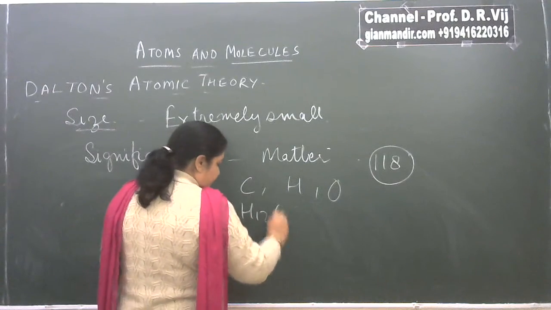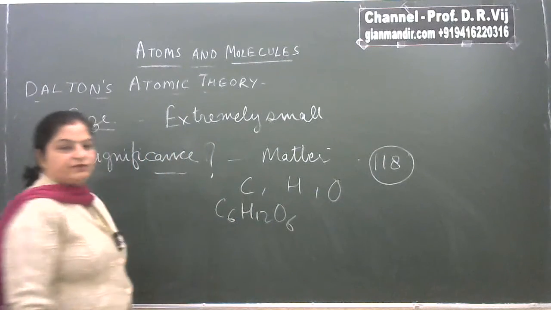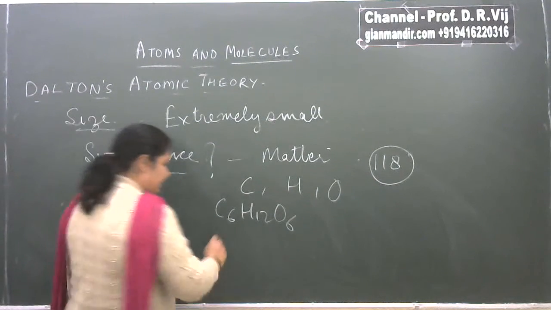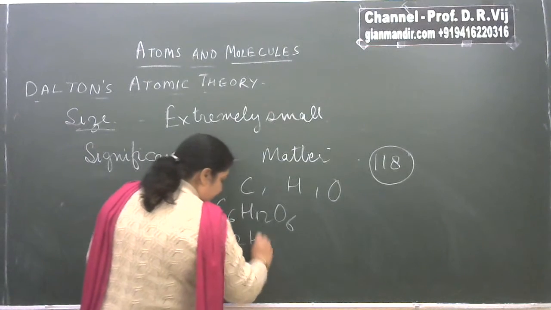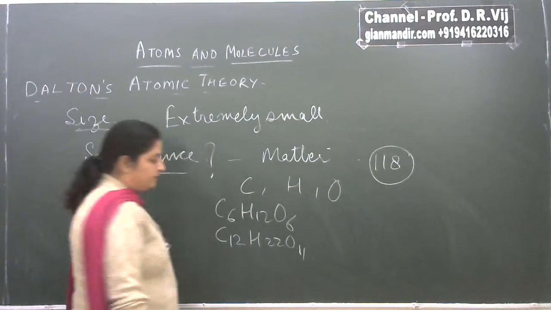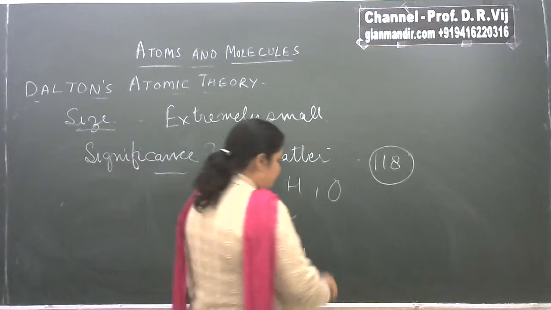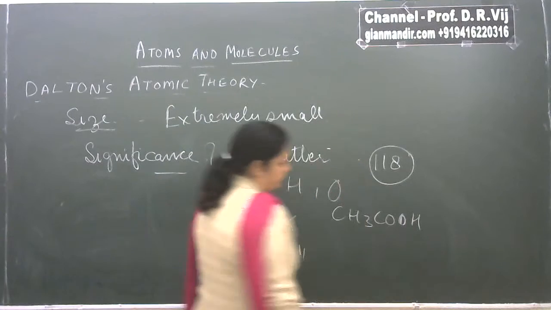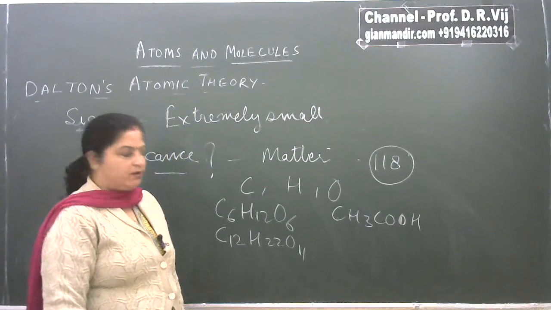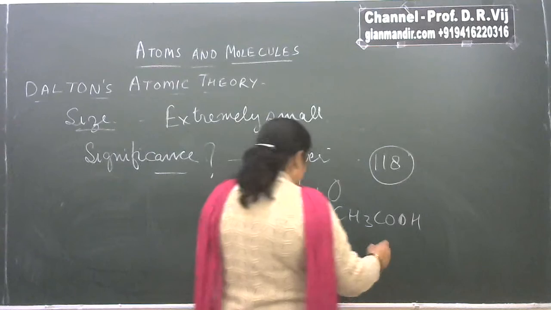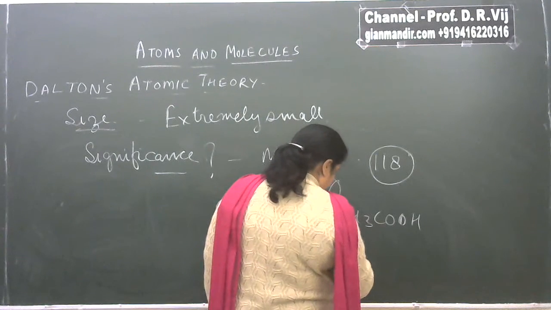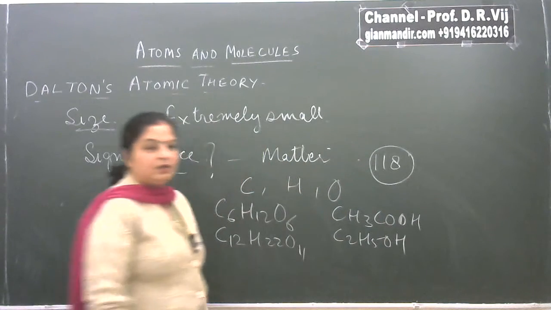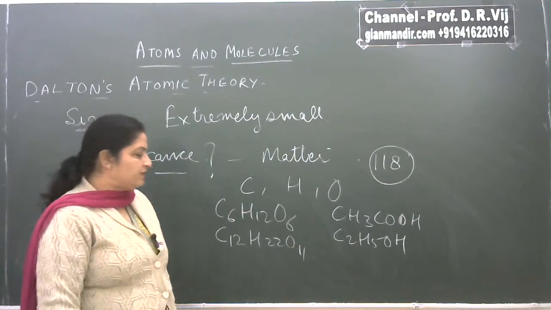For example, first of all, take the case C6H12O6. That is what? You know very well, that is glucose. If they combine in the way C12H22O11, that is sugar. If we talk about CH3COOH, that is acetic acid, which is commonly used as vinegar. If we talk about C2H5OH, that is alcohol, which we use for a number of reasons.